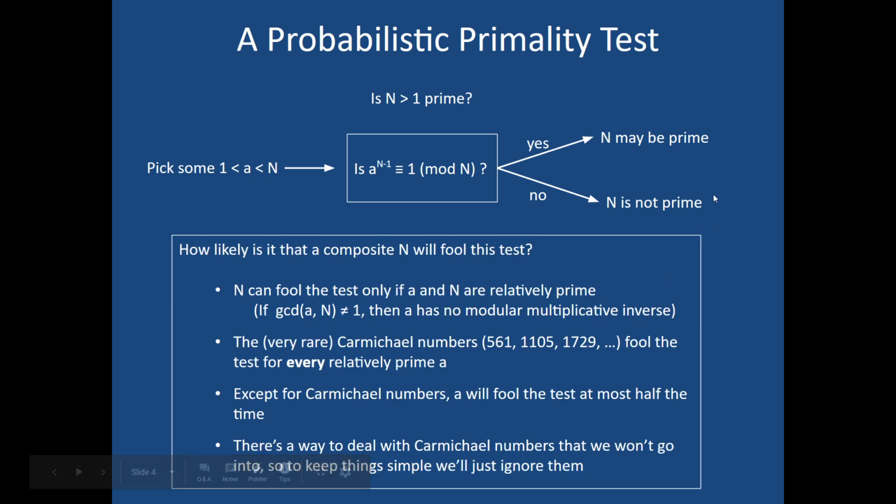So we need an idea of how likely it is that if n is composite, it will fool the test. Here are some observations. First of all, n can fool the test if and only if a and n are relatively prime. Why can't it fool the test if n is composite and a and n are not relatively prime? Why is that statement true? What if they're not relatively prime? Someone interpret it for me.